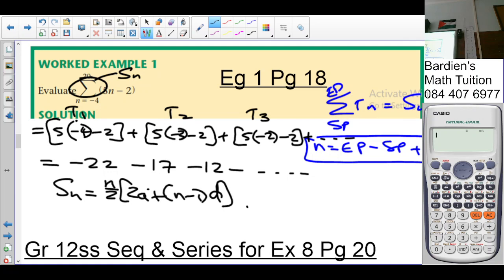I know what A is, I know what D is. What do I need still? N. So how do you work out N? It's ending point, which is 20, minus starting point, negative 4, plus 1, which is 25. So I'm going to work out the sum for 25 terms. Not so?